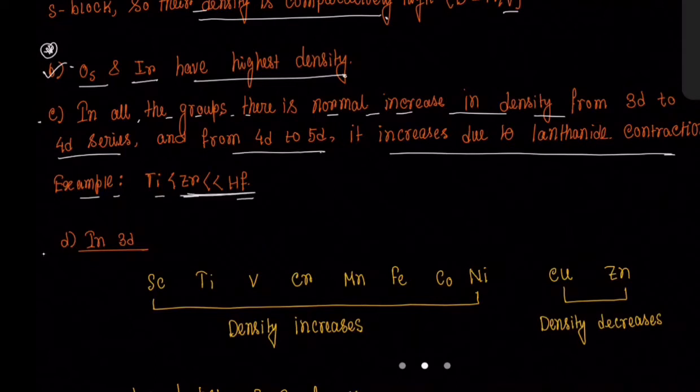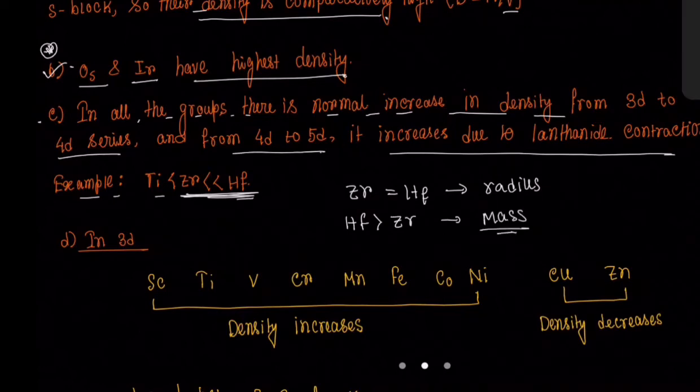Now let's try to understand what they are trying to say. Over here, look at zirconium and hafnium and titanium. Zirconium has the same value as hafnium with respect to radius. But the mass of hafnium is much more than zirconium. So as a result, if you think about mass by volume, mass is increasing but volume remains the same. So definitely for hafnium, the density value would increase tremendously.